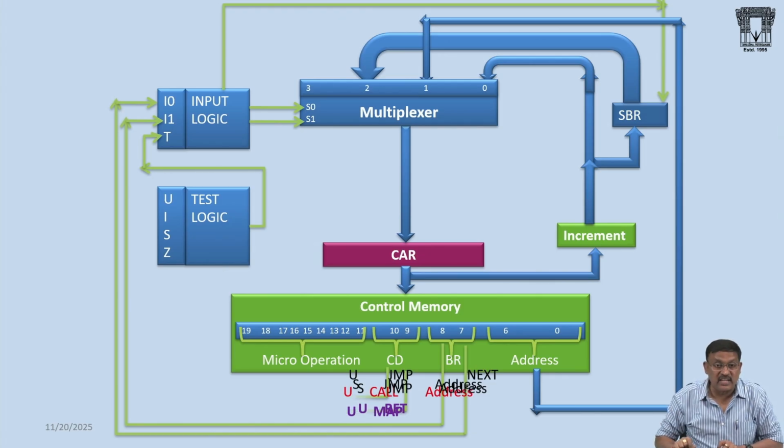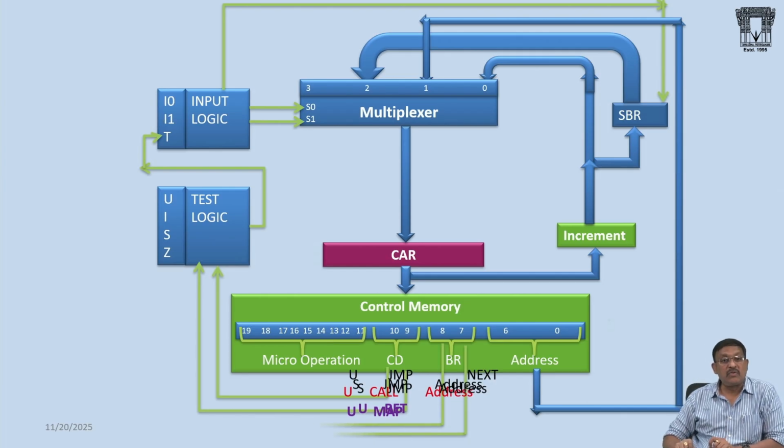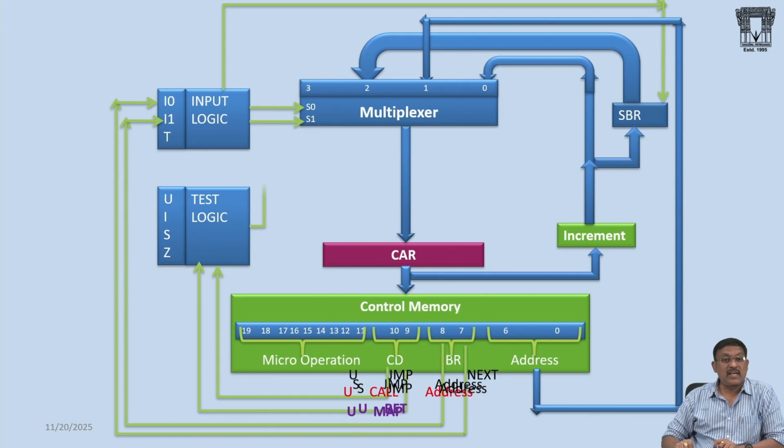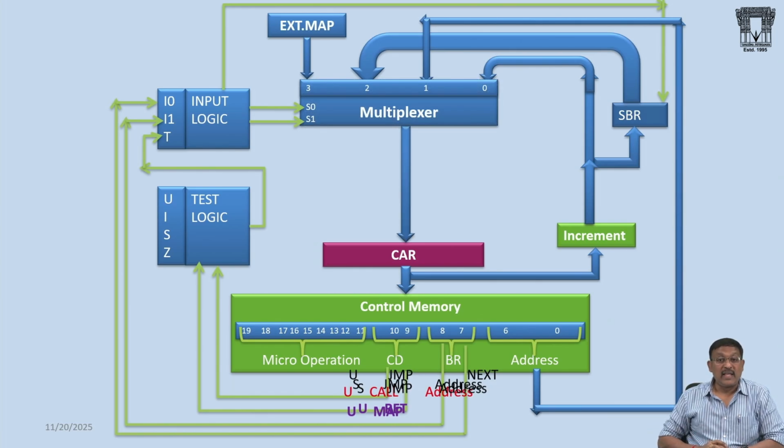So I have to test it. Is the condition true or not? Yes, the condition is true. Branch bits are given to the input logic. Condition is true. Now what happened? My fourth possible source to load the next address into the control address register is an external mapping. Now S0, S1 is equal to 1, 1. So the fourth input of the multiplexer is selected. That is an external mapping. Mapping done. The multiplexer is loaded with the next address into the CR register. Now the CR register will access the control memory.